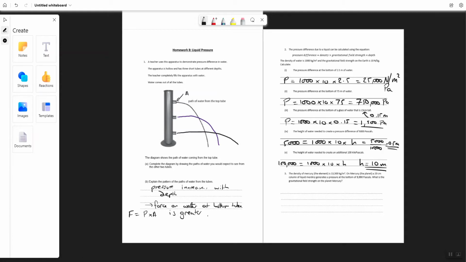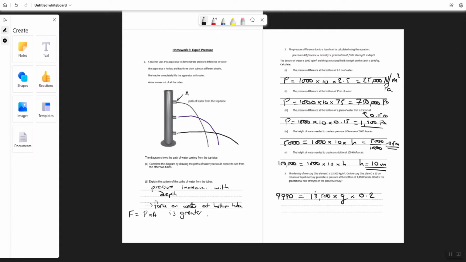Right. And final question. The density of Mercury, the element, is this. Density is very high. And on Mercury, the planet, we've got a 20 centimeter column of liquid mercury that generates a pressure at the bottom of 9,990 pascals. What's the gravitational field strength on the planet Mercury? Woo, so let's go. So we've got 9,990 pascals is equal to density, so we've got 13,500 times the gravitational field strength, thing we don't know, times 20 centimeters, so 0.2.